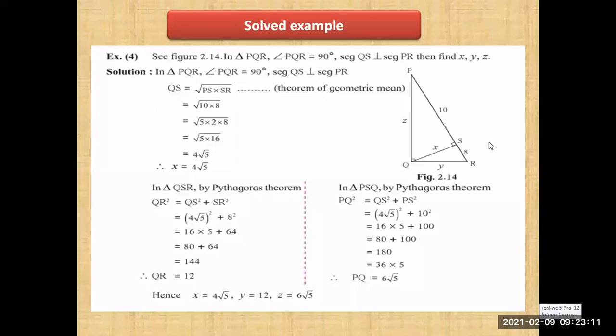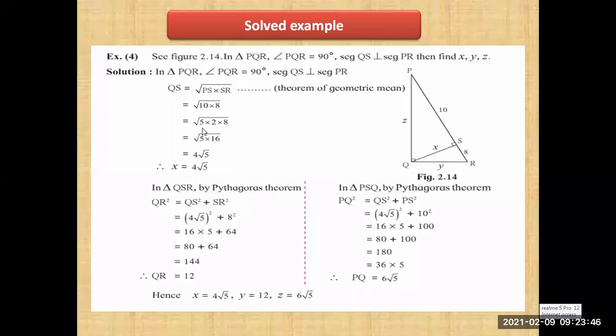So students, first we see the theorem. If QS is perpendicular to PR, then according to the geometric mean theorem, QS square is equal to PS into SR. Simple. So we also write QS is equal to under root PS into SR. If we put square here, it is PS into SR; if we replace this by taking the square root, then we take under root. Okay, so this one is 10 and this one is 8. Write down 10 into 8.